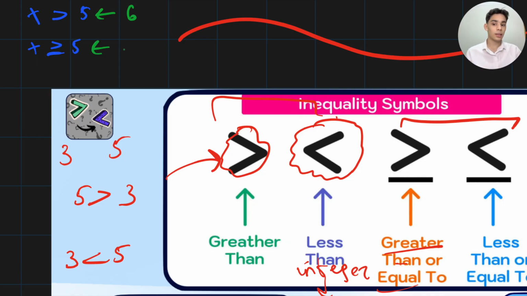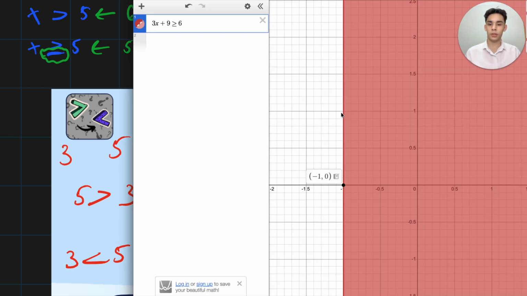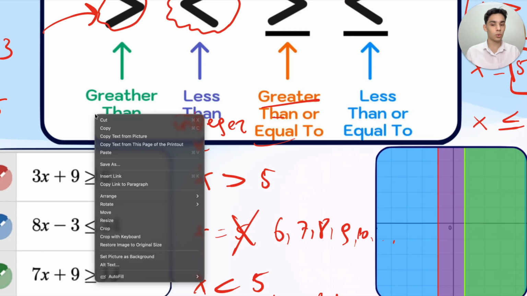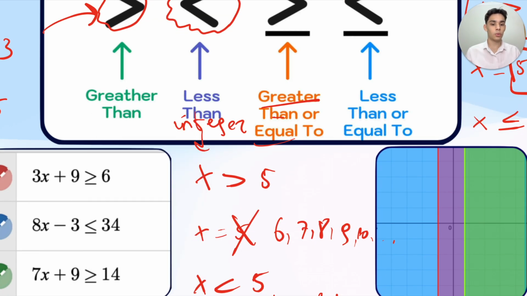But in this case, it will be 5 because you have this equal sign right here. I hope up until here you understood everything. But the situation changes when we have two lines. Let me show you what I mean by that.